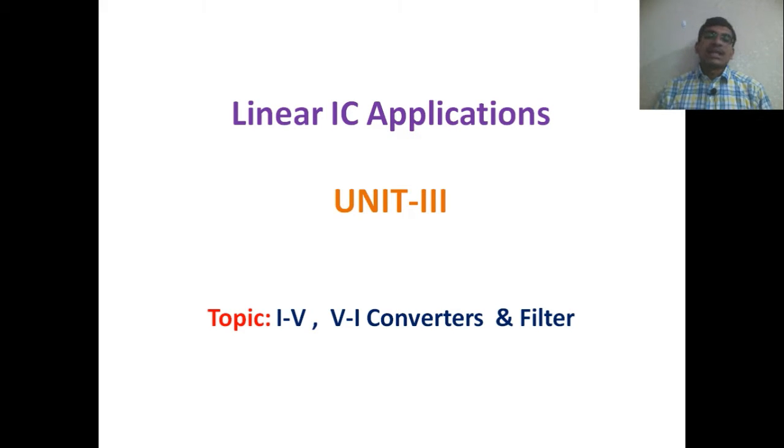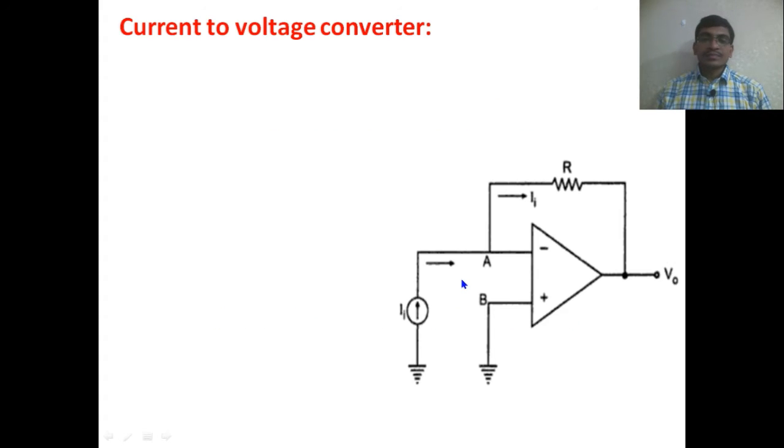In the last class, we have seen about the instrumentation amplifier and its applications, and we have seen the two different types of instrumentation amplifier. One is the 3 op amp instrumentation amplifier and another one is the instrumentation amplifier using transducer bridge. So in this class, we are going to see about the I2V and V2I converters. I2V means current to voltage converter, V2I means voltage to current converter, and the introduction to the filters we are going to see. Let us see the circuit for the current to voltage converter.